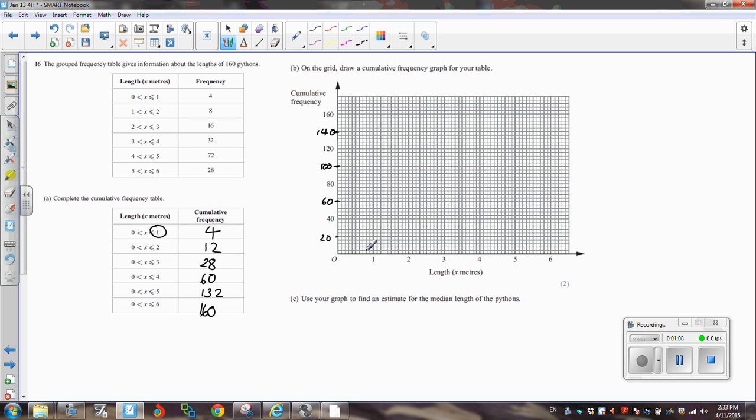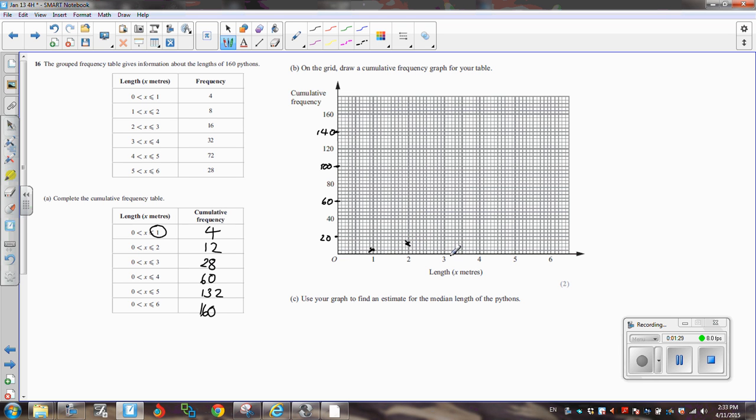So 4 pythons. If we look at the scale here, we've got 5 little squares equaling 20. So 1 square is actually equal to 4. So I can put my first point there at 1, 4. Okay, 12 pythons are less than 2 meters long. Well, 12 is going to be 3 lots of 4, which is going to be here.